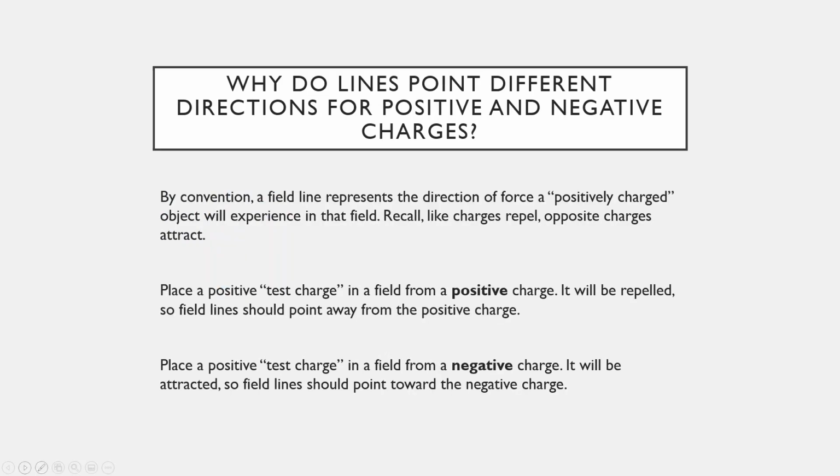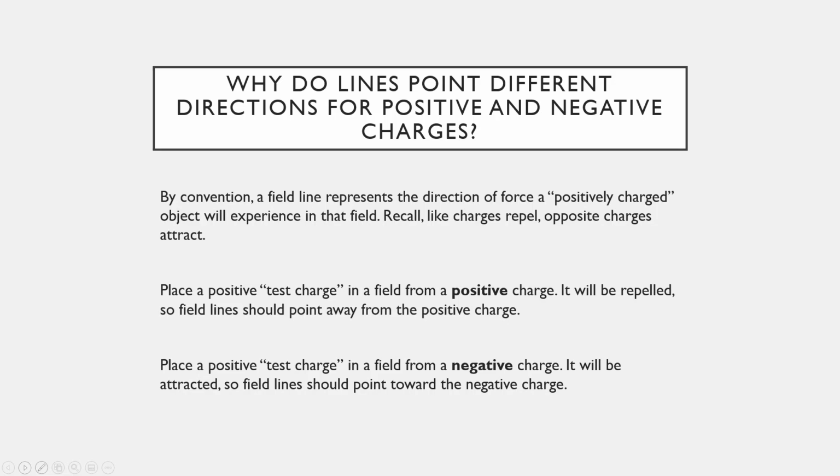Okay, so question, why do lines point different directions for positive and negative charges? Why does the field point outward from positive and inwards for negative? It's just a convention, okay? It's just what we do. It's just how it is. Someone came up with it one day and that's how it's been ever since.